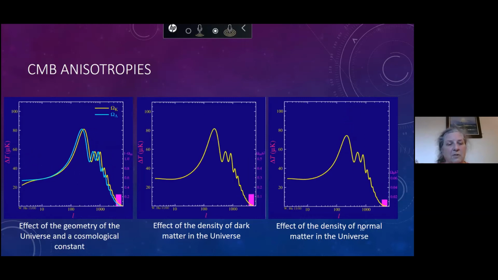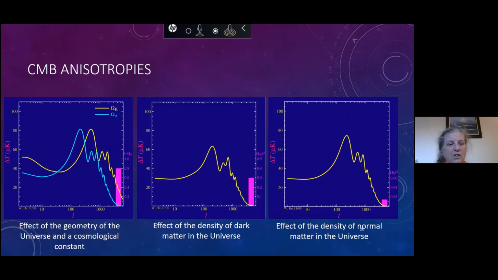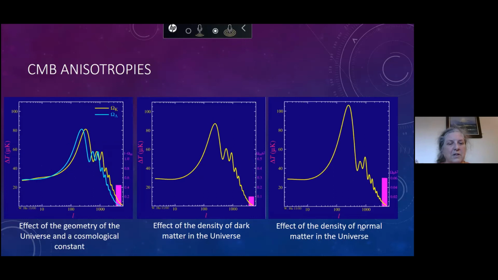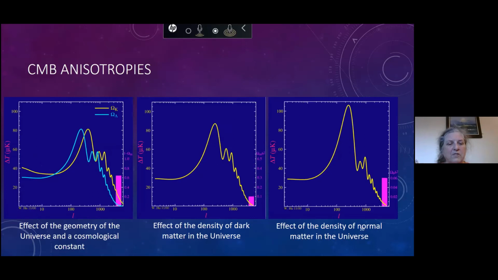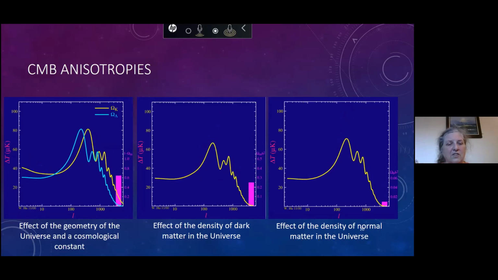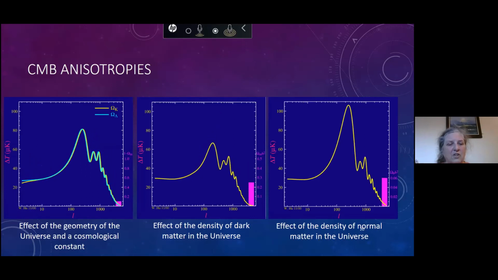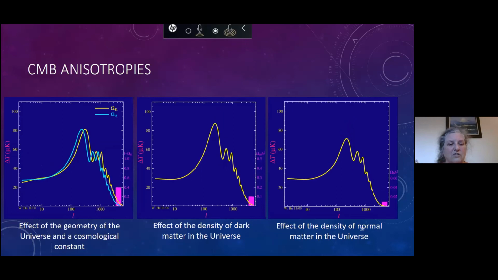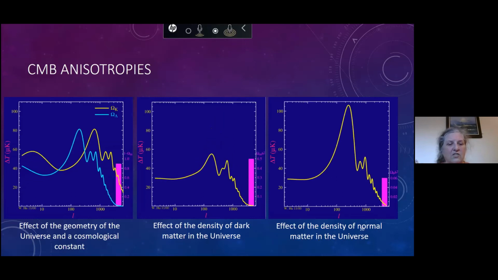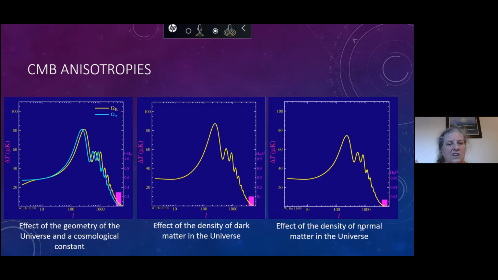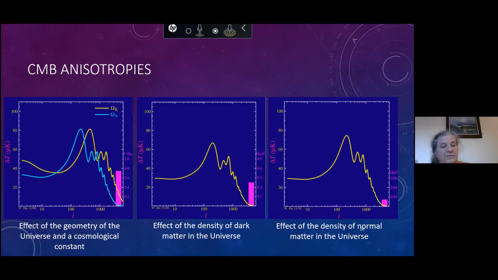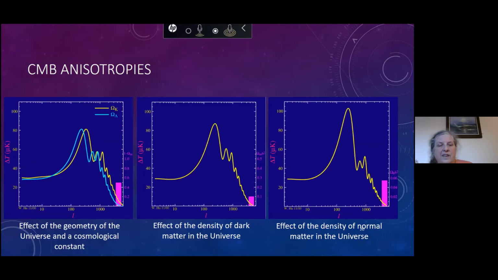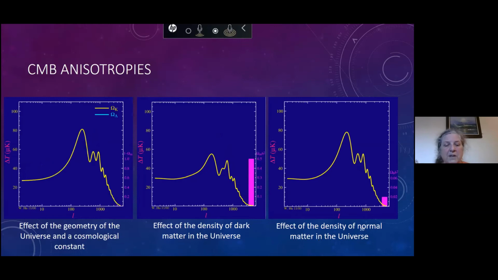And you can see that the position of that big peak moves towards smaller angles. The blue curve represents what happens if you compensate the change in matter density by introducing this cosmological constant or dark energy. And you can see that that means that the peak stays more or less in the same place. It moves a little bit, but not very much. So that affects the positions of the peaks.